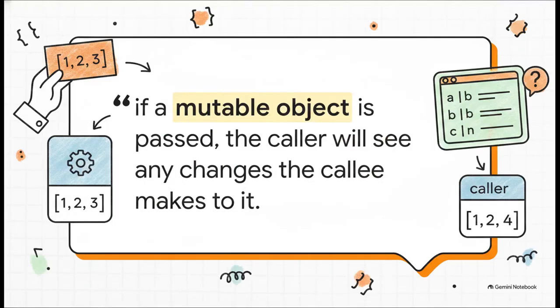To wrap up this assessment rehearsal, I want to leave you with this exact rule, pulled directly from the Python documentation on control flow and functions. It states, and I quote, "If a mutable object is passed, the caller will see any changes the callee makes to it." The caller is just the code where you started, and the callee is the function you called. Because a list is mutable, any changes made by the function stick for good.